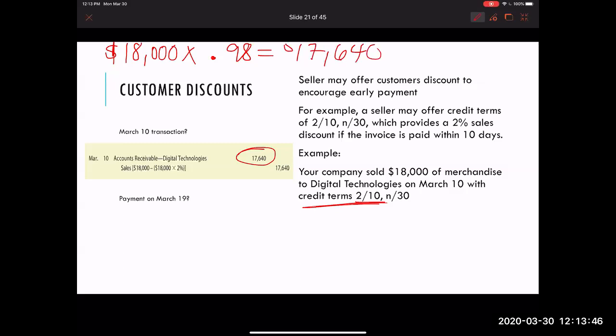Now, if they don't pay it, we're like, oh great, they didn't pay it, now they owe us more money. But we're going to assume that they will pay the invoice within the terms. So on March 19th, which is 10 days from the date of the transaction, if they're paying within the discount, it looks like this. We're going to debit cash, and then we're going to credit accounts receivable. That should look straightforward from what we learned in prior chapters. The only thing that we have added to this is credit terms.